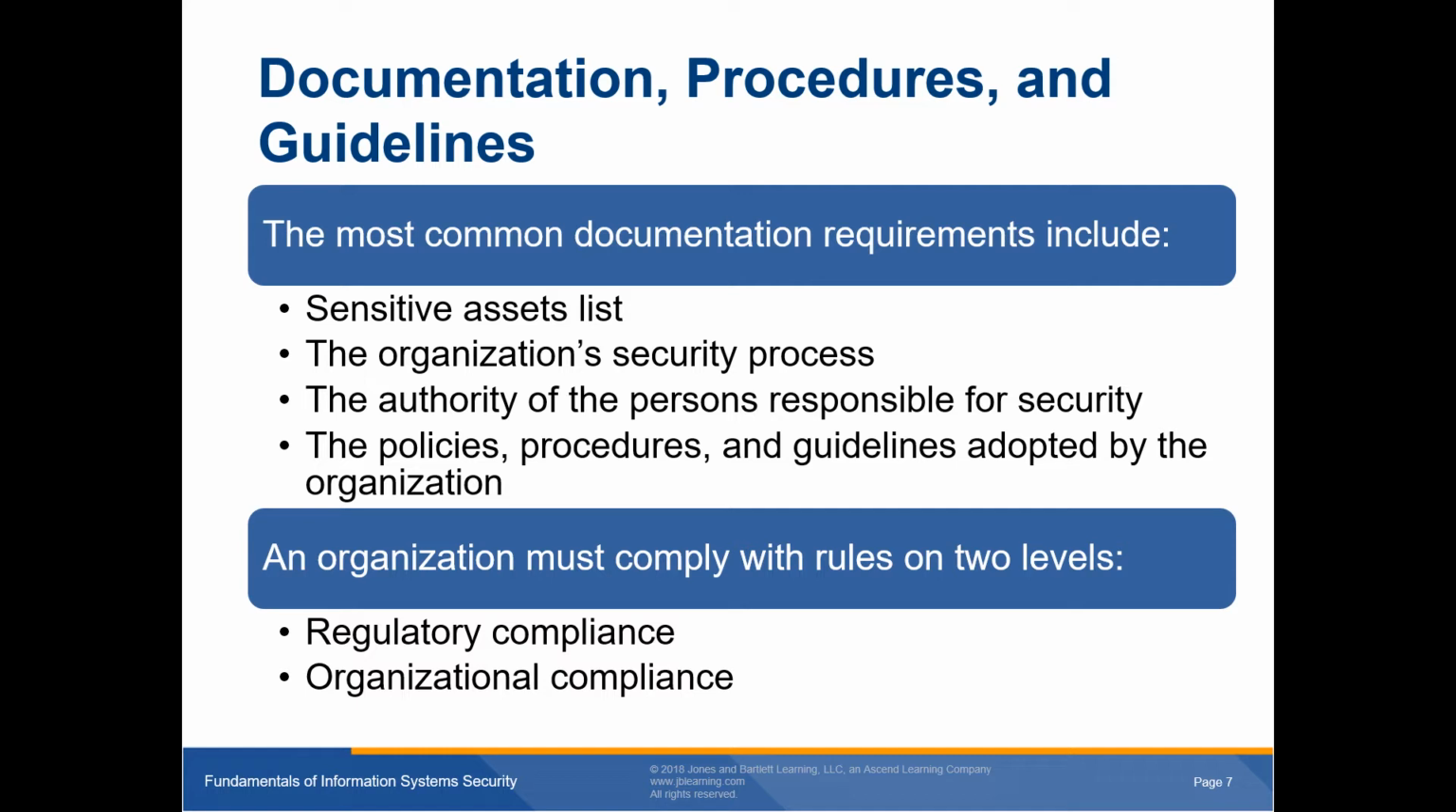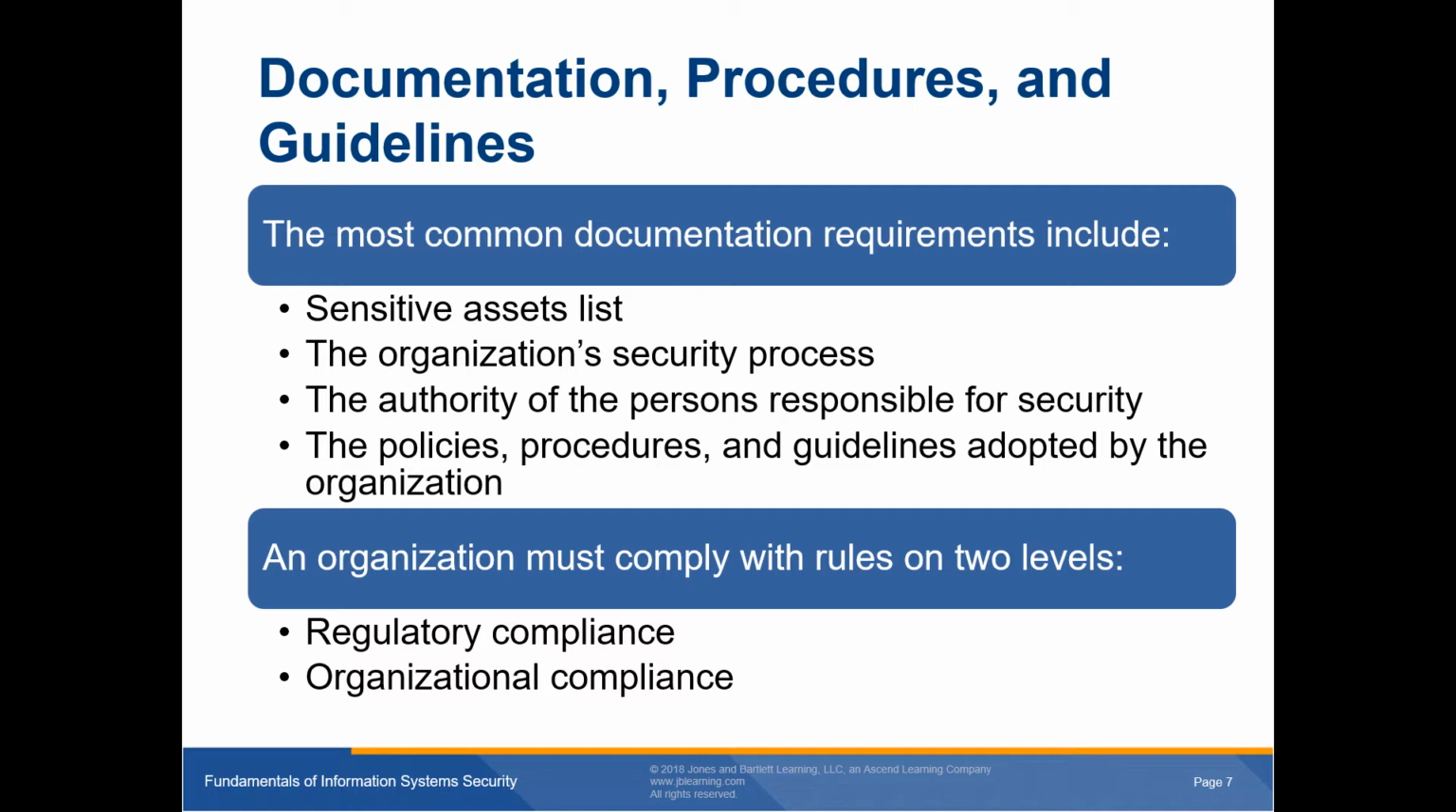Documentation procedures and guidelines. The most common documentation requirements include sensitive assets list. What assets must the organization take measures to secure? The list can include computers, network components, database documents, and any other assets that could be vulnerable to attack. The organization's security process. How does it all work? The authority of the persons responsible for security. Which administrator is responsible or authorized for what assets and what actions? And the policies, procedures, and guidelines adopted by the organization. What information needs to be communicated, how is it communicated, and when is it communicated?